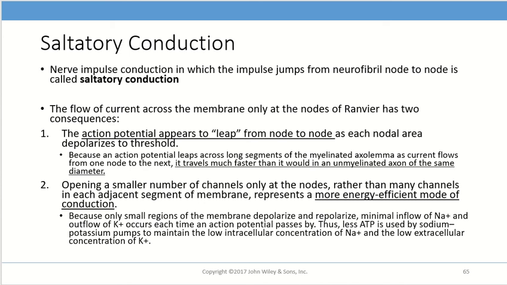Because only those small regions of the membrane are going to depolarize and repolarize, there's going to be minimal inflow of sodium ions and a minimal outflow of potassium ions each time an action potential passes by. Therefore, less ATP is going to need to be used by that sodium-potassium pump to maintain the low intracellular concentration of sodium and a low extracellular concentration of potassium. So it's more energy efficient. Less ATP is needed to maintain the proper levels of sodium and potassium within the cell.